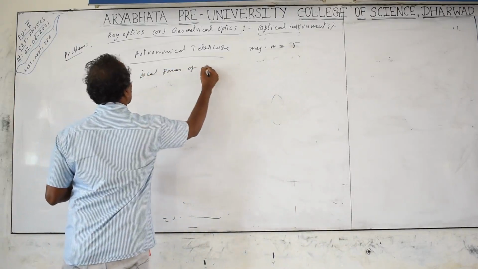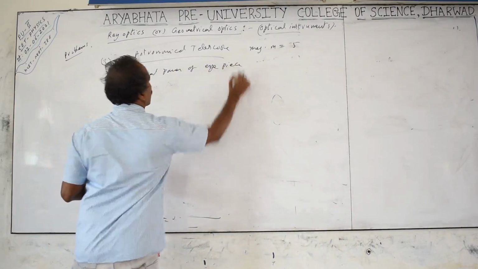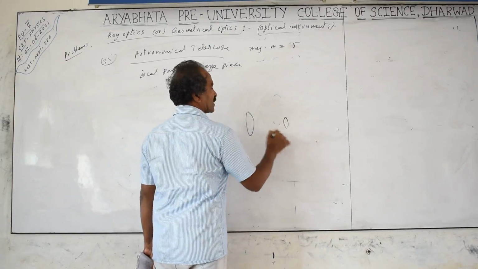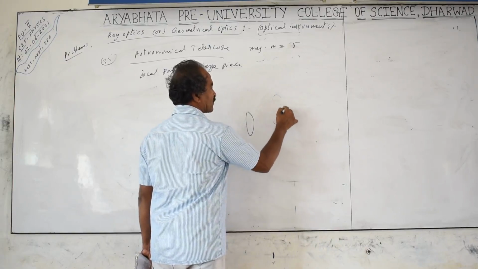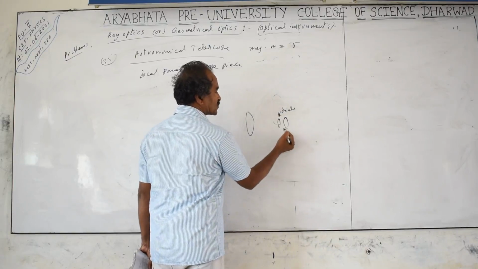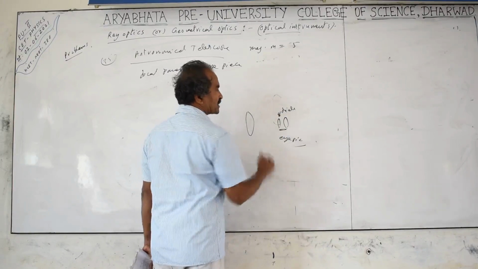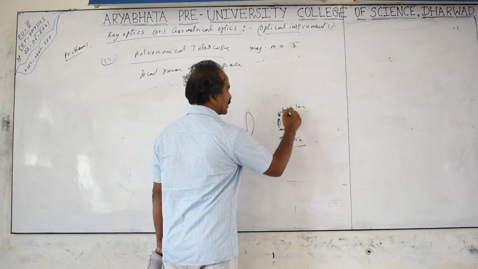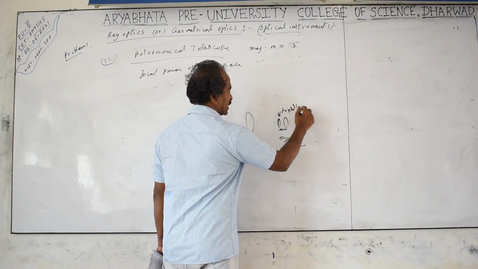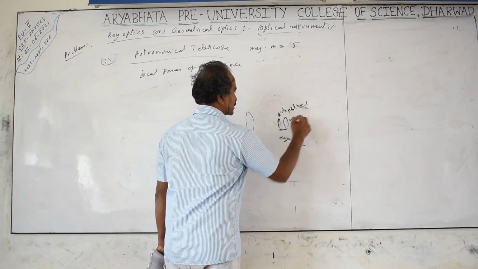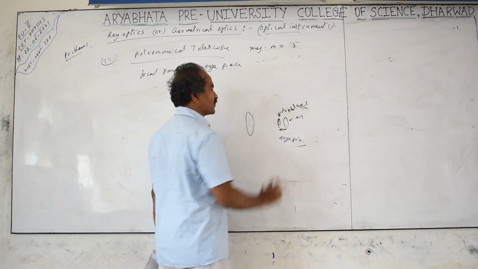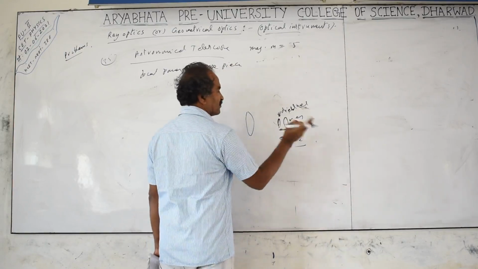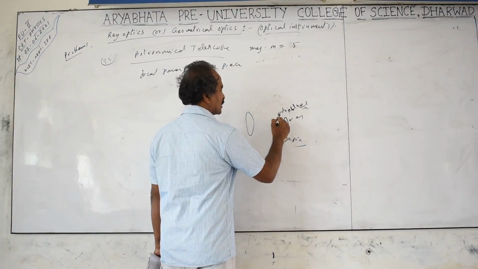Power of the eyepiece. The eyepiece is a combination of two lenses, actually eye lens and field lens. Eye lens means a single lens will be used, but a combination of one more lens called a field lens. Field lens plus eye lens together is called an eyepiece. One is called the field lens, and this is the eye lens. By taking the proper distance between these two, minimization of the aberrations takes place. Chromatic and spherical aberrations are minimized.